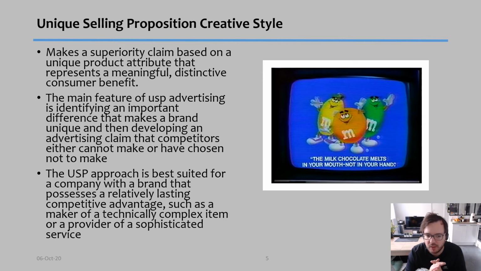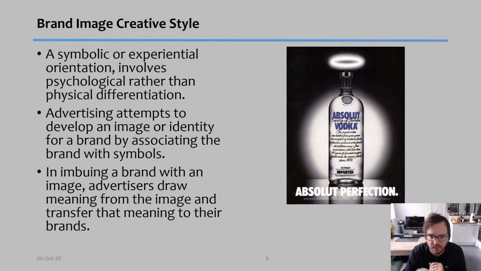For a company with a brand that has a relatively lasting competitive advantage, for example, maybe they make something very complex, or they provide a very sophisticated service, or they have a product with an attribute that is quite unique, like you see over here. So unique selling proposition is about selling the uniqueness of your product.